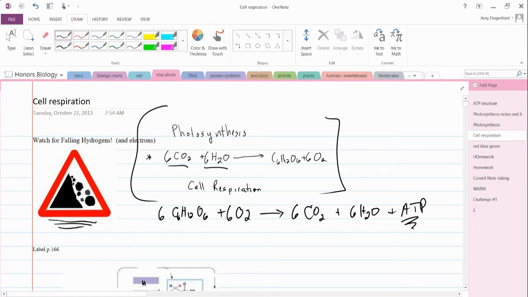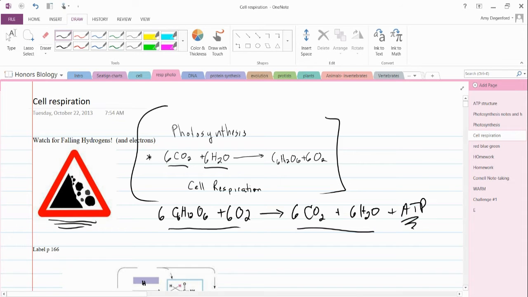Now, I always start out by pointing out some of the things that you notice in this equation. By the end of this video, you should be able to identify the equation of cell respiration, and you should be able to have an idea of the general process of cell respiration, what organelle is involved, the beginnings, and then the products. So that's what we're looking for.